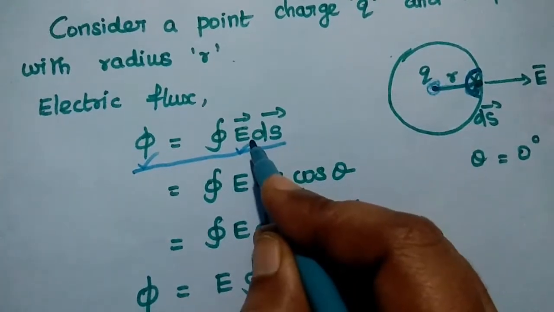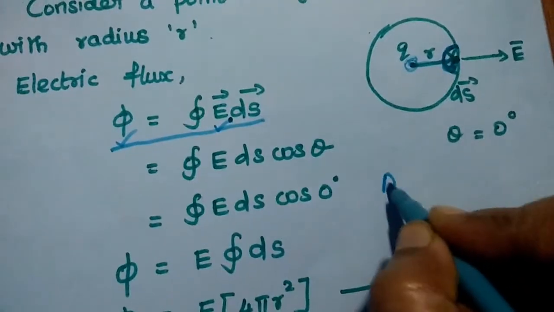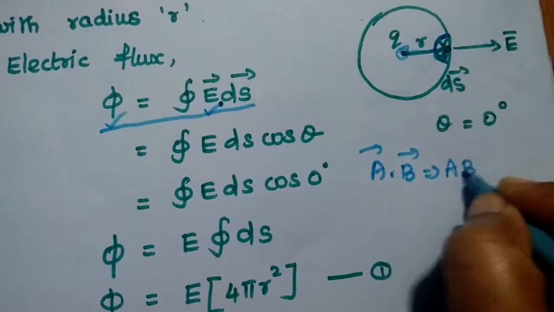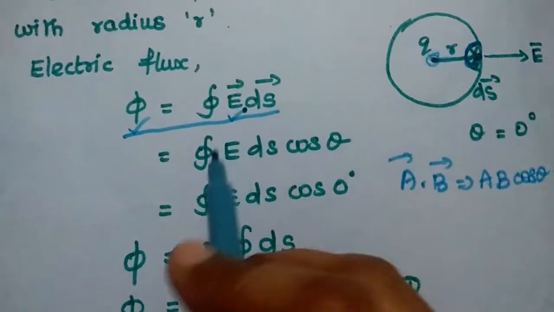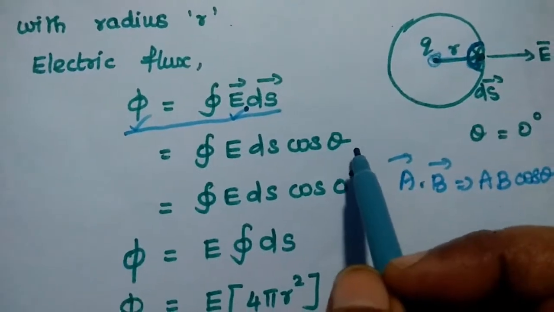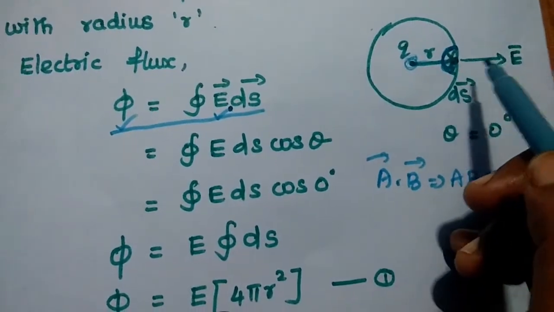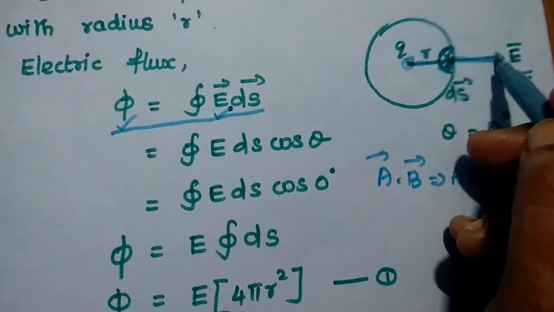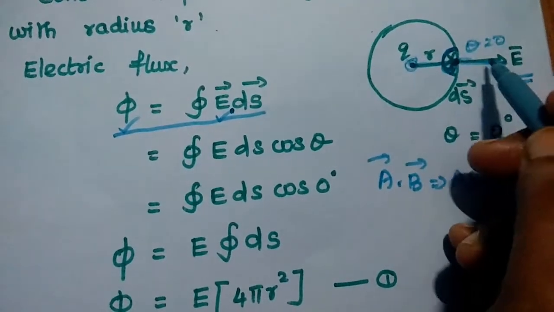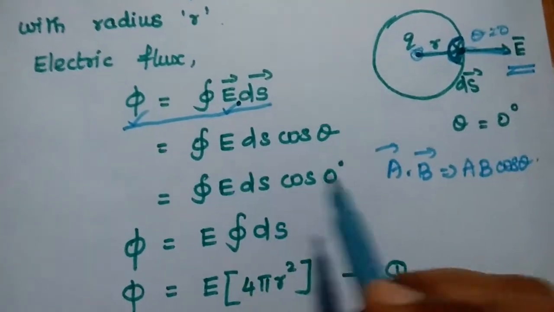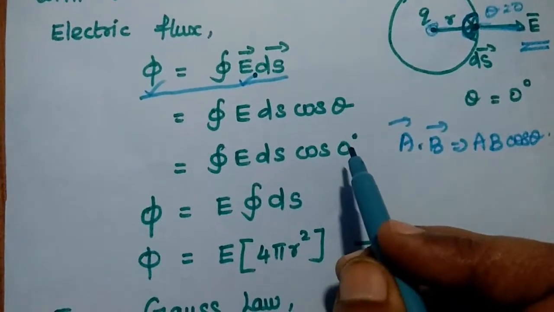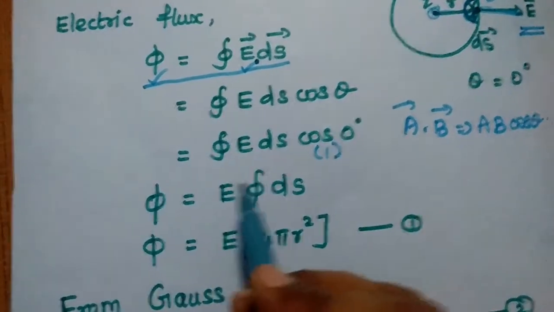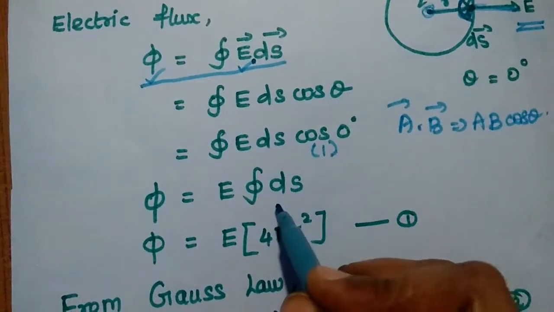If we want to remove the dot, that is the dot product, we know that A vector dot B vector is equal to AB cos theta. So here I can write E ds cos theta. What is theta? Theta is the angle between the surface element and the electric field intensity. Here both are in the same line, so theta is equal to 0. There is no angle. So cos 0 is 1. We can write phi is equal to E times the surface integral of ds.